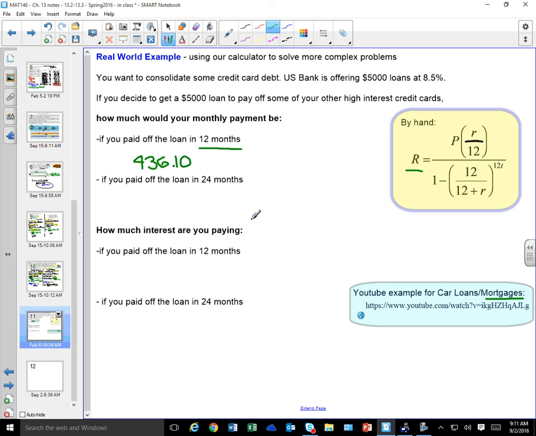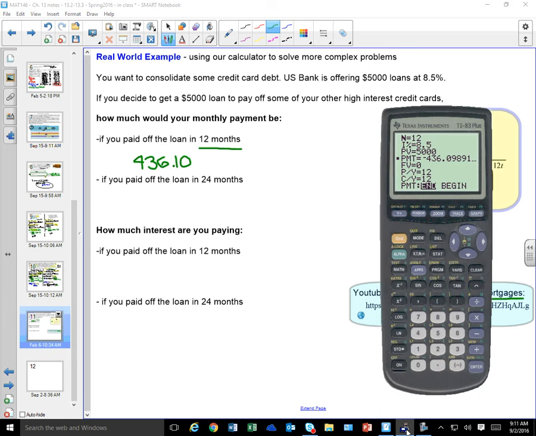So 436.10. Now we want to know, what if I wanted to do it over 24 months? Maybe this amount seems like a lot for me to pay off every month. So I'm like, well, what if I change this to a 24-month loan? Well, all I have to change is up here, right? So now my number of payments is 24.